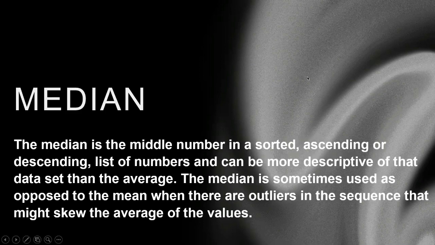median. The median is the middle element in a sorted ascending or descending list of numbers and can be more descriptive of the data set than the average. The median is sometimes used as opposed to the mean when there are outliers in the sequence that might skew the average of the values. Median is also known as the middle number, the value in the middle.